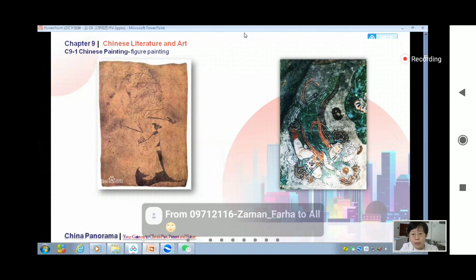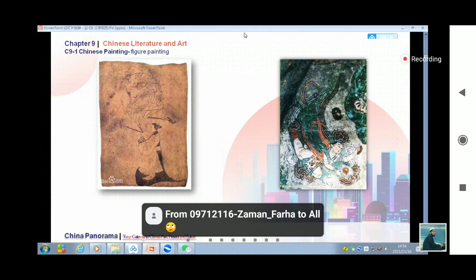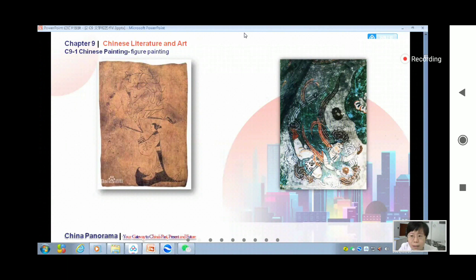Any other ideas? I think it's a bird. Vermilion bird. Oh, yeah, there is a bird. Any other ideas? Is that vermilion bird? Fire phoenix? Yes, the bird is a phoenix. Very good.